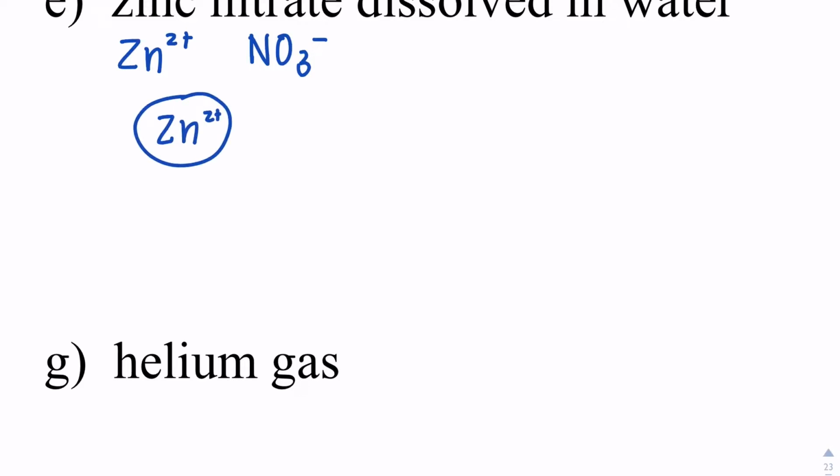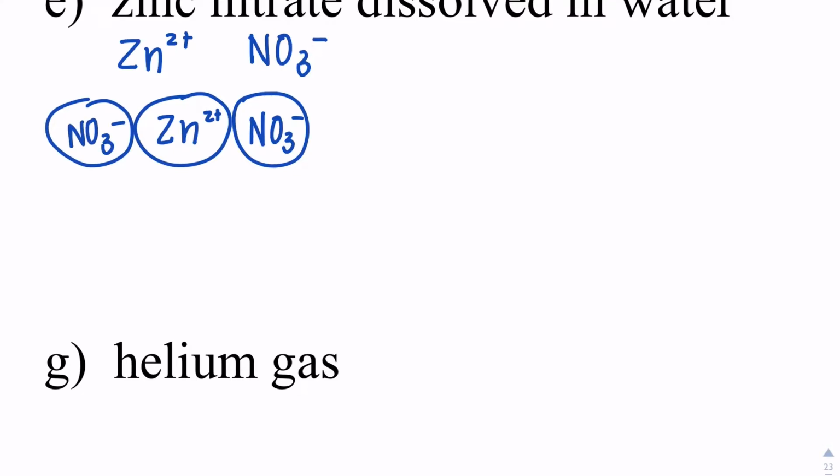We know that zinc has a 2+ charge, and nitrate has a -1 charge. So to combine these together to make this salt neutral, we will need 2 nitrates for every 1 zinc. That's because there's a 2+ charge, and in order to make that 0, we need 2 negative charges to balance it out. So there we go.